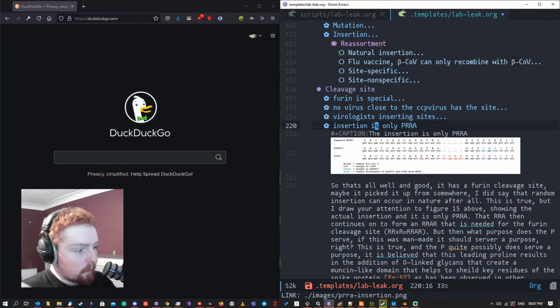And what this allows is basically, there's a two-step process to get into a cell. First, it has to bind to ACE2 or some other receptor. Then it has to cleave its protein so that it can actually go in. And this is the cleavage site that allows it to do that. And the RRAR is one of the most efficient ways to do that, which we know now, of course.